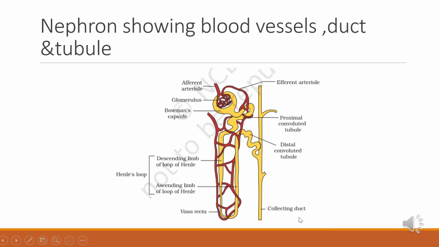In this slide, we will be studying about the structure of nephron. What is the meaning of nephron? Nephrons are structural and functional units of kidney. Now, what is the number? Each human kidney contains about 1 million nephrons.